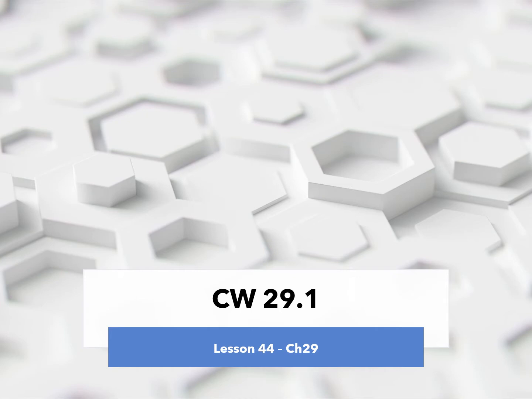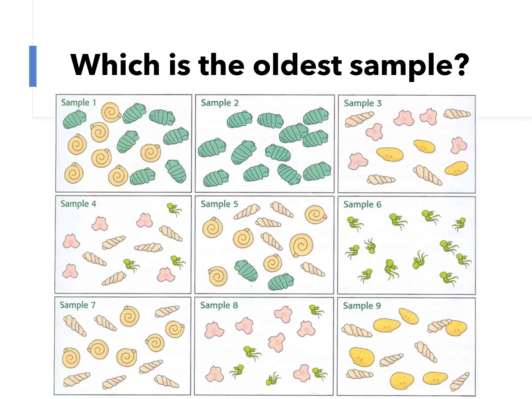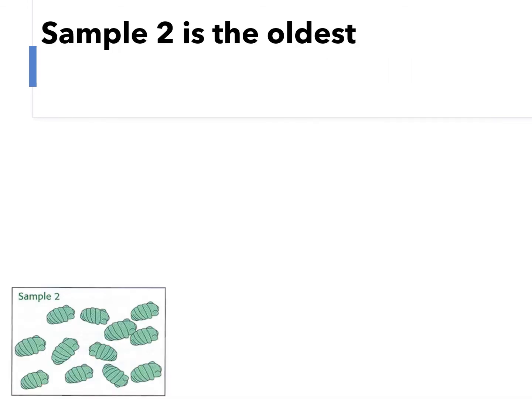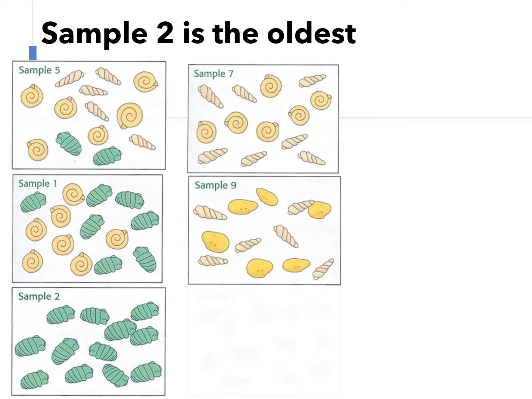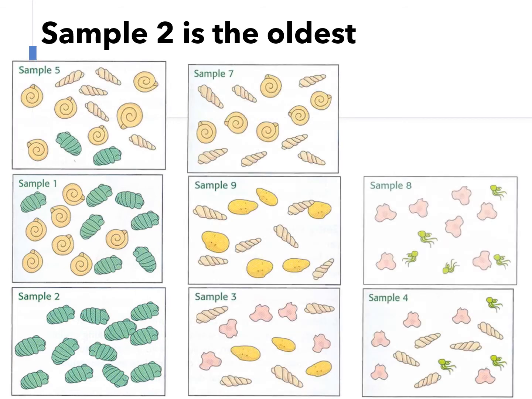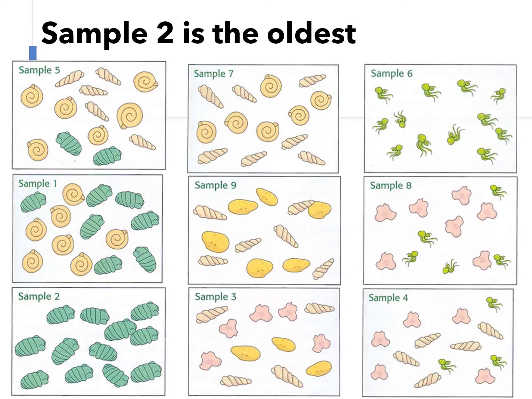Let's start. The following picture shows you the different samples extracted from the sedimentary rocks. Given that sample 2 is the oldest sample, can you arrange the sample order from the oldest to the youngest? The sample should go from 2 to 1, 5, 7, 9, 3, 4, 8. The youngest sample should be number 6.